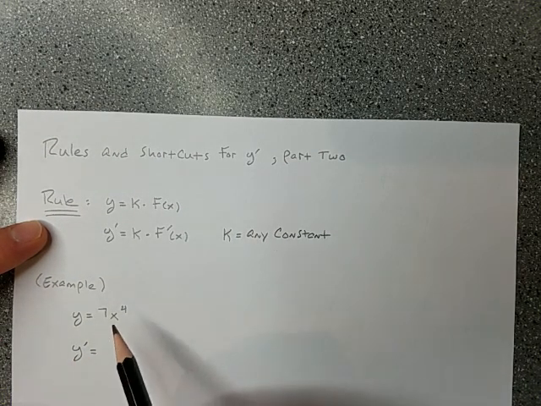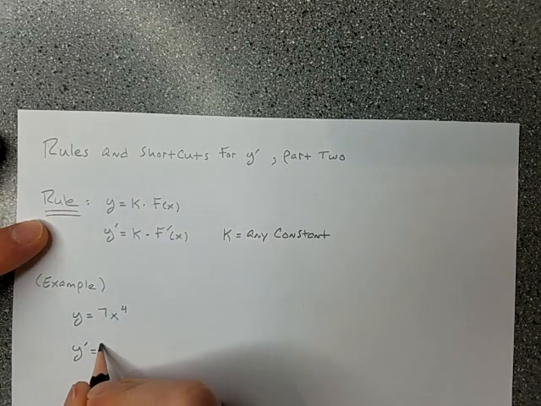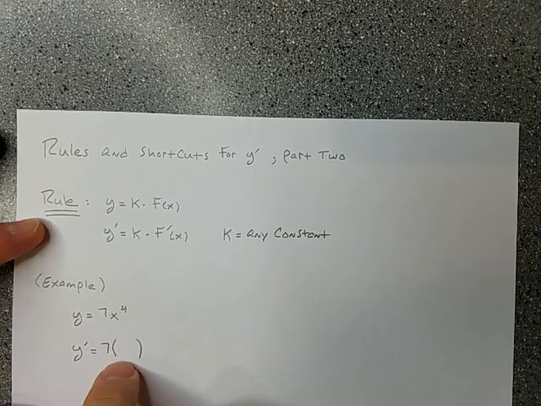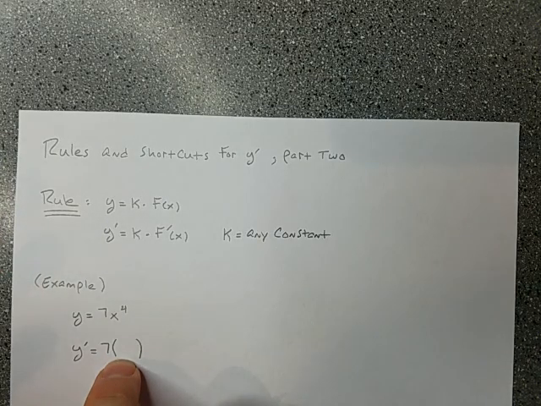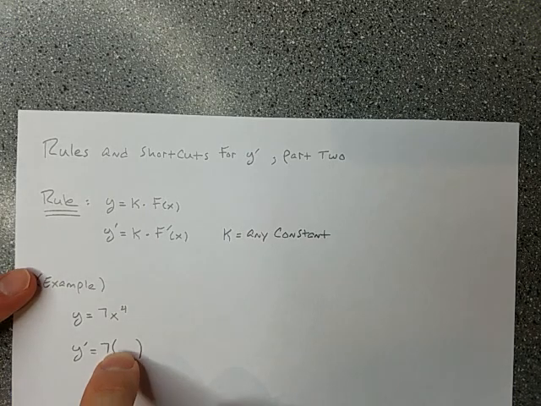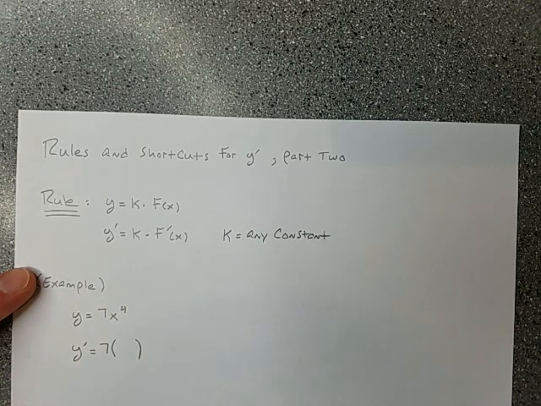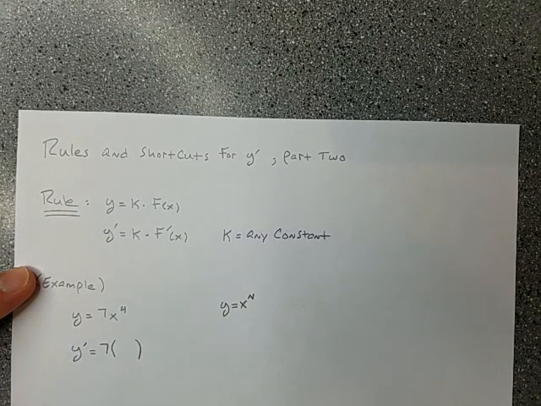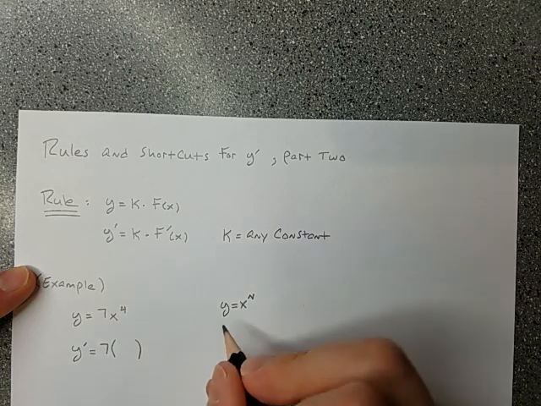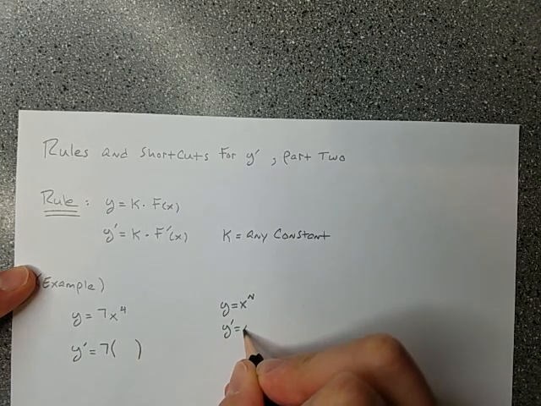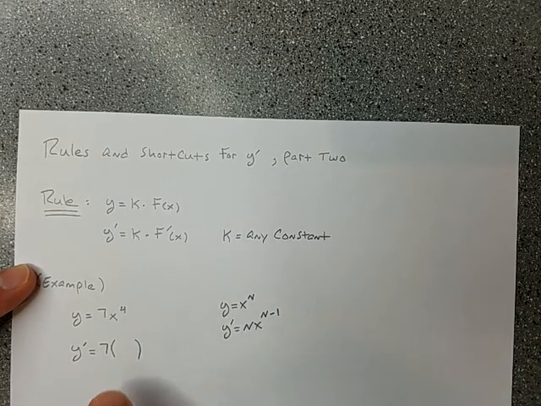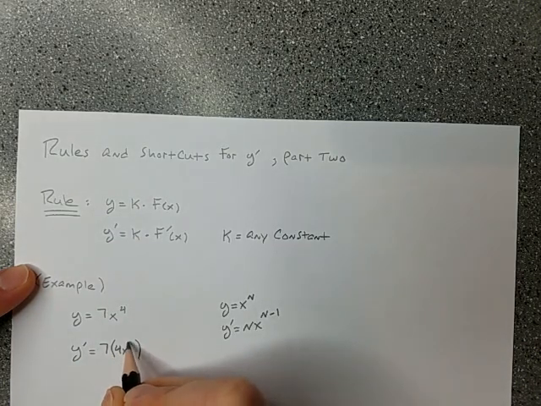Okay, so suppose y is 7 times x to the 4th power. All I'm saying is that the answer is 7 times whatever the derivative of x to the 4th power is. So what's the derivative of x to the 4th power? Well, in the other video, we learned this rule. If y is x to the n power, n being any constant, y prime is n times x to the power n minus 1. So the derivative of x to the 4th power is going to be 4 times x to the 3rd power.